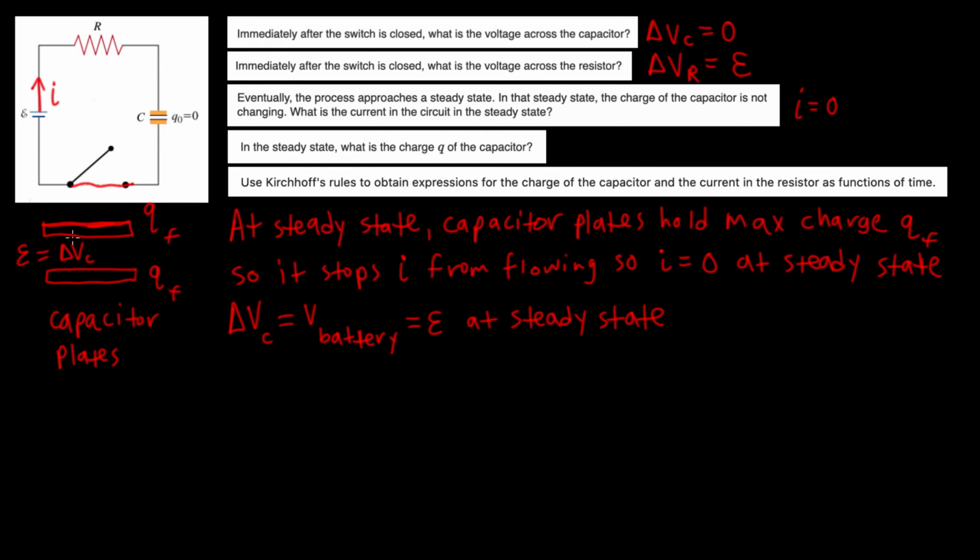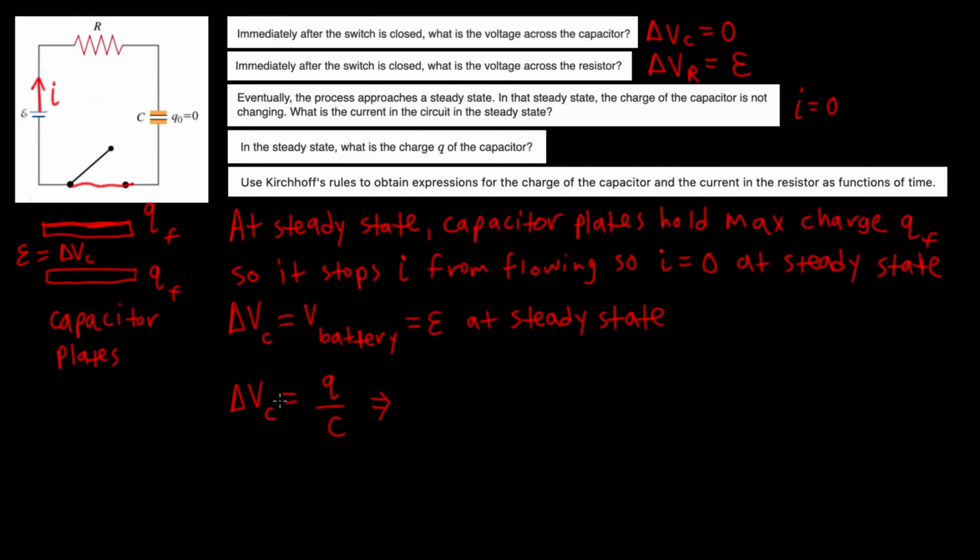Now remember that we said that at steady state, the charge on the capacitor is at its maximum value, which I denoted with Q subscript F for charge final, or Q final, which is the maximum amount of charge. And so at steady state, what we can write is a formula for the voltage across a capacitor, which is just the charge on its plates divided by the capacitance.